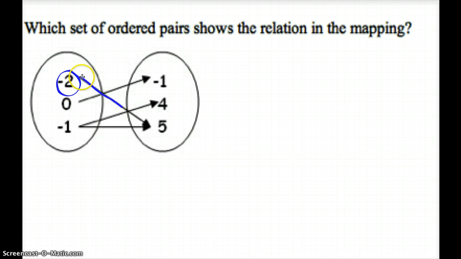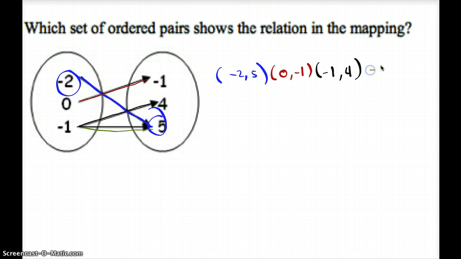Negative 2 and 5 are ordered pairs. Negative 2 and 5. We've got 0 and negative 1. We've got negative 1 and 4. And last but not least, we have negative 1 and 5. All it's asking for is a set of ordered pairs, and I know that when the arrows point to each other, they make one pair.